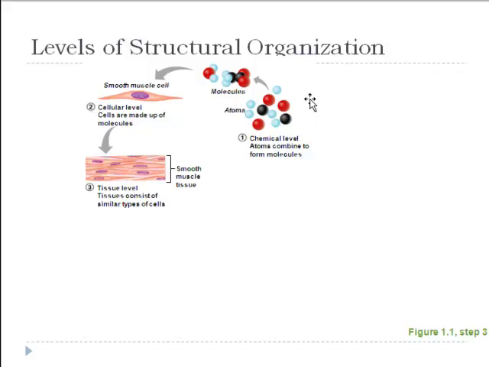Cells can come together to form what we call tissues. We're going to study the tissues in the human body. There's a number of different tissues, and basically what a tissue is, it's a group of cells that carry out a similar function and have a similar structure that work together.